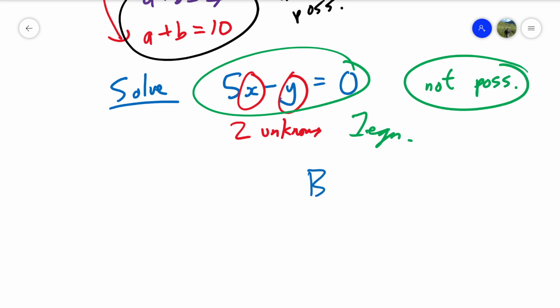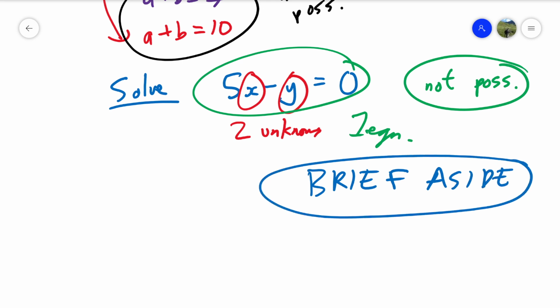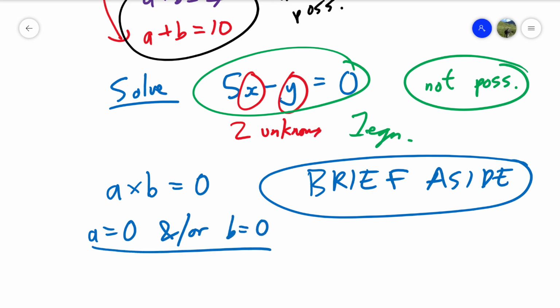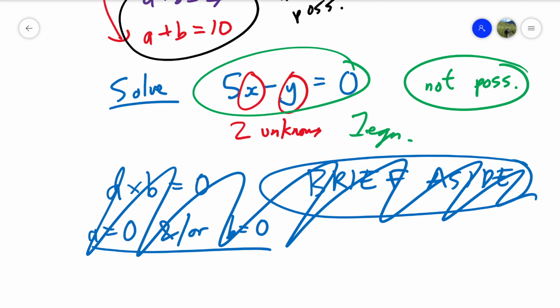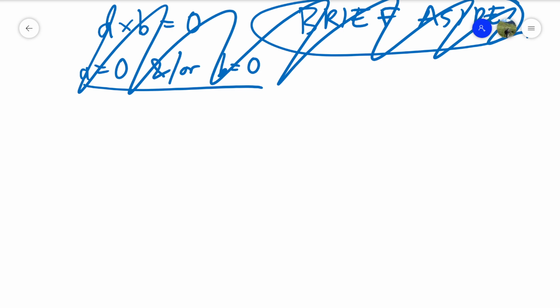Just as a brief aside, if there's one equation and 2 unknowns, is it always the case that it's not possible? No. Sometimes you can do it. We've done one of those before, haven't we? Because we've had things like a times b equals 0, and we say, well, a equals 0 and or b equals 0. And there's other exceptions, but ignoring that, there's 2 unknowns, there's one equation, we can't do it because we need more information. Next question.